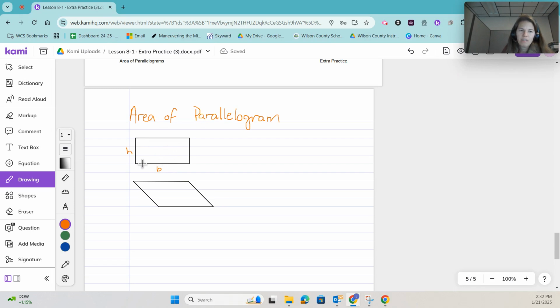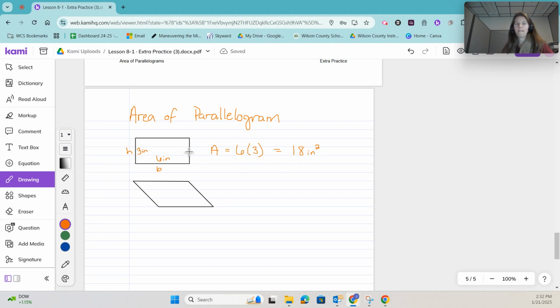All right, so if this base here is, let's say, 6 inches, and the height here is 3 inches, the total area of this figure would be 6 times 3, which would be 18 inches squared. It is two-dimensional, base and height, or length and width, which means it is inches squared. So we use this formula to find area of a rectangle.